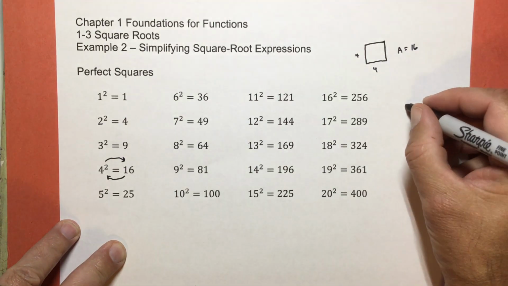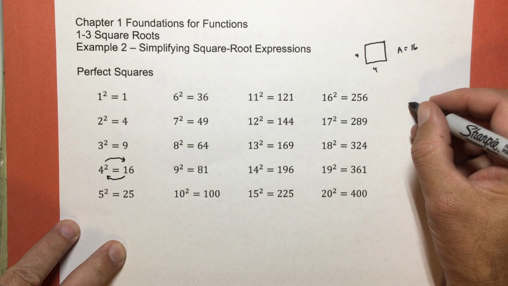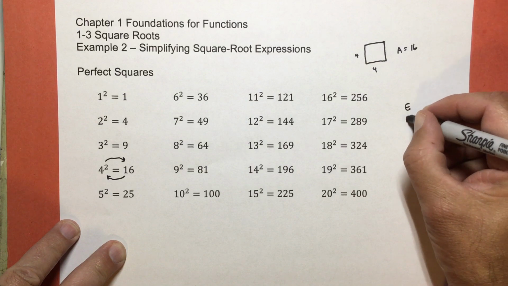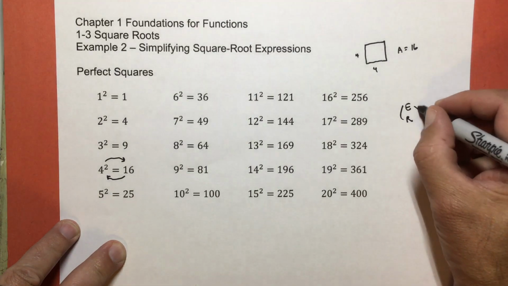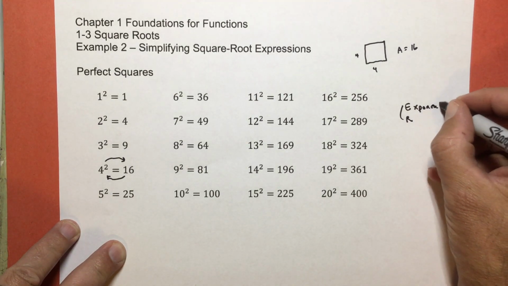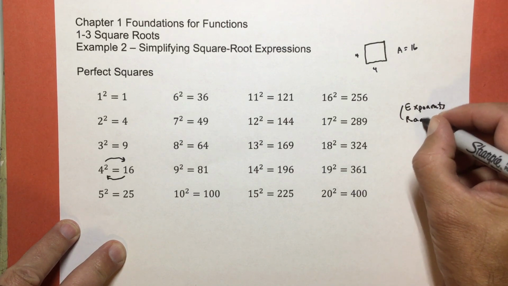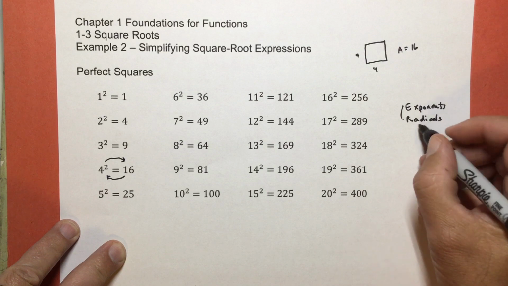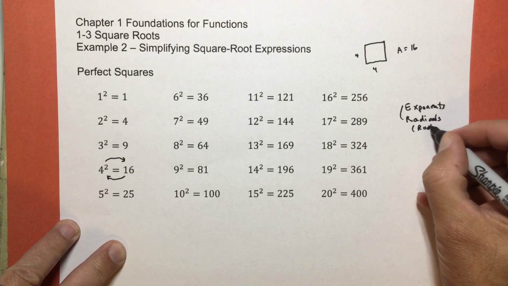I know some of you know something called PEMDAS. I'll mention that in a later video. But actually there's an R in there too. It's actually E and R. These two go together for exponents and radicals. That's an A, sorry. And you can also sometimes call this roots.